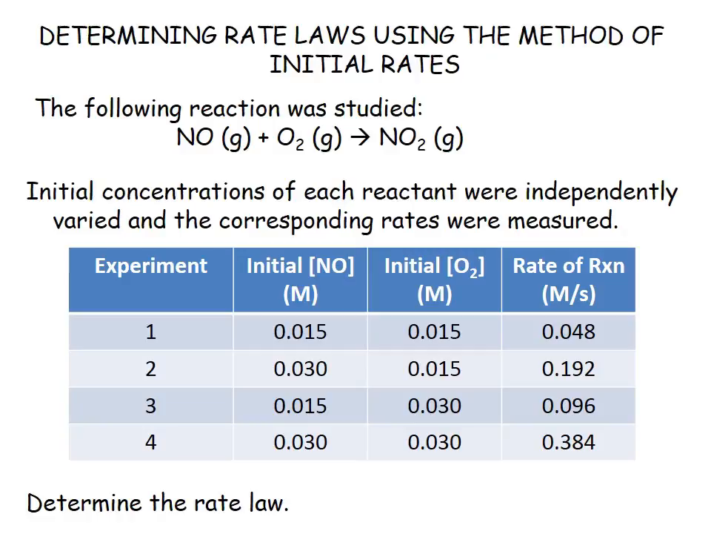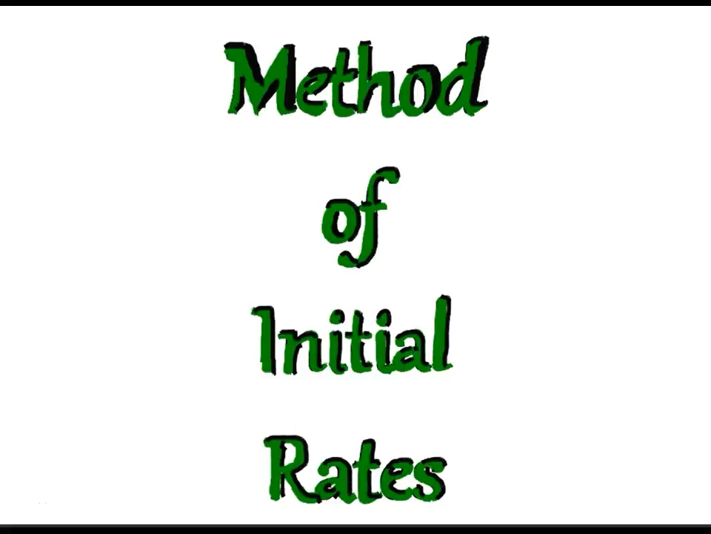The following reaction was studied. We have 1 mole of NO reacting with 1 mole of oxygen to form 1 mole of NO2. We have data that tells us that 4 different experiments were carried out with different initial concentrations of each reactant, and the corresponding rate of reaction that was measured for each of those experiments. Then we're going to determine the rate law. This method for determining rate laws is called the method of initial rates.